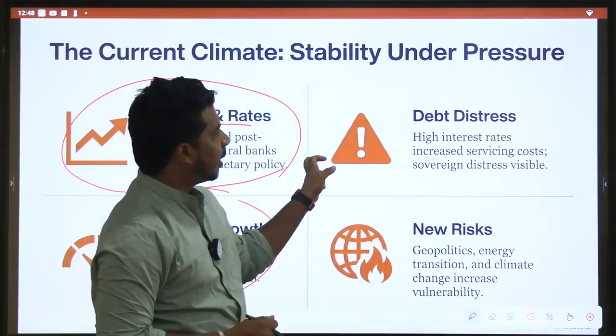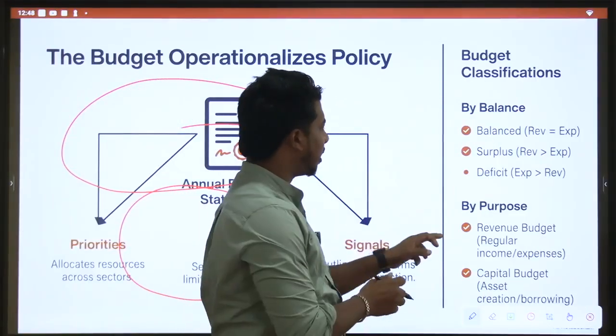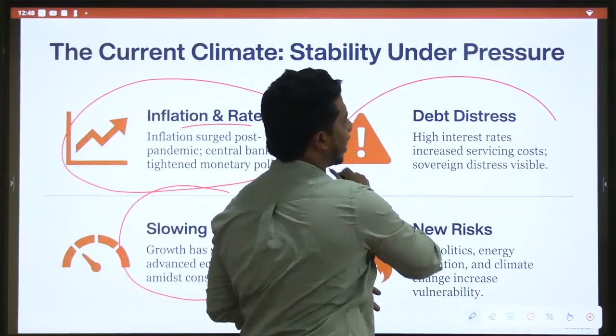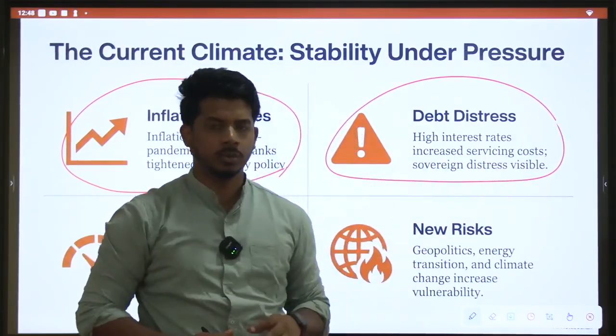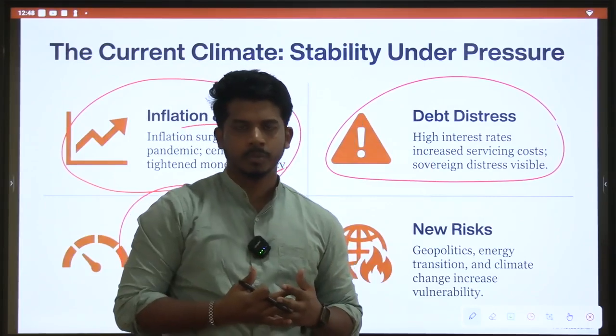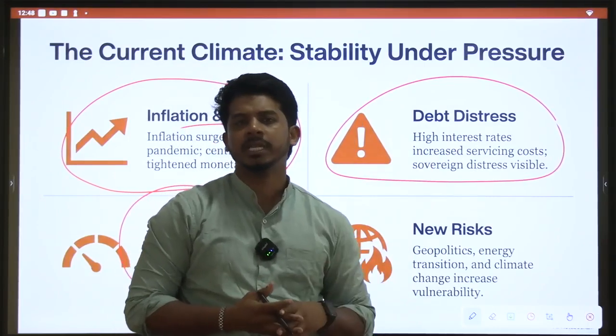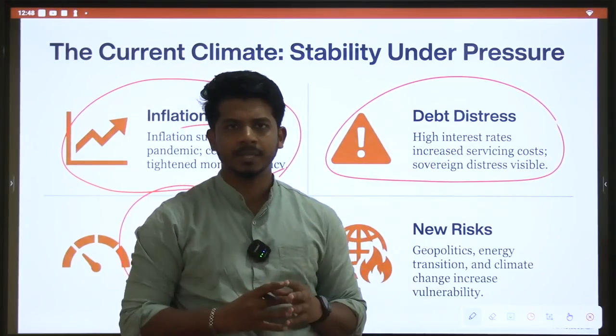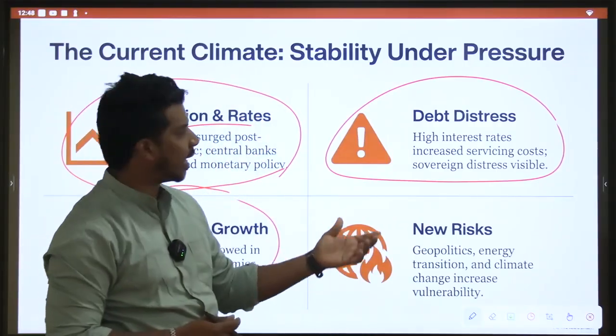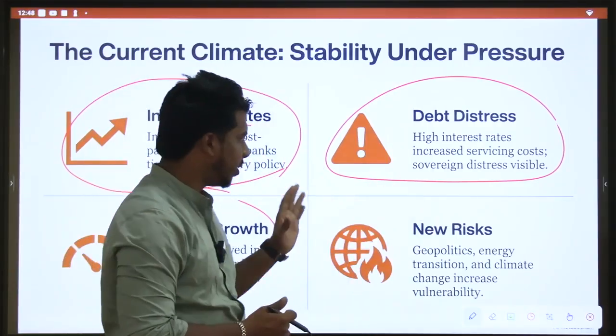Then we have debt distress. Debt distress means many countries have too many loans. They have borrowed too much. Many countries like the US and Japan have very high debt levels. India also comparatively has high debt levels. So this is the present situation.